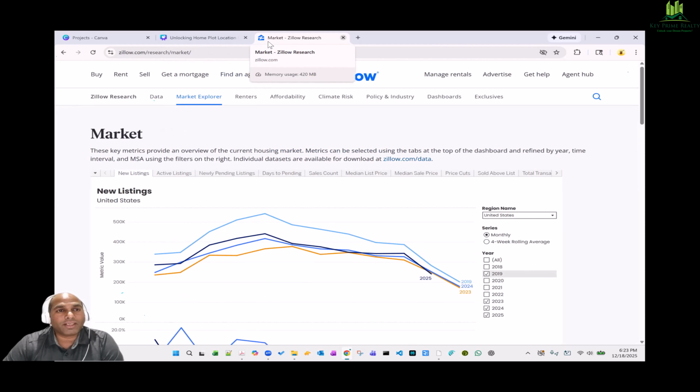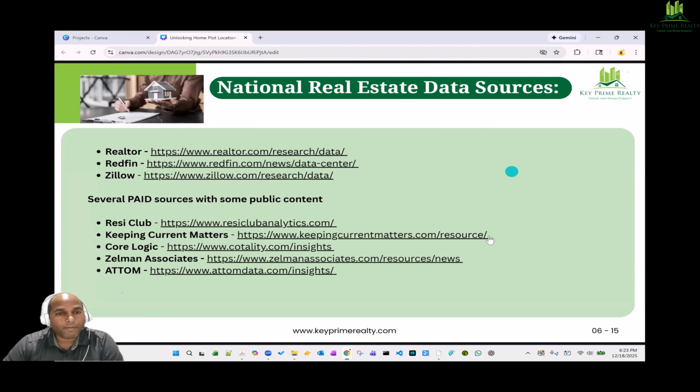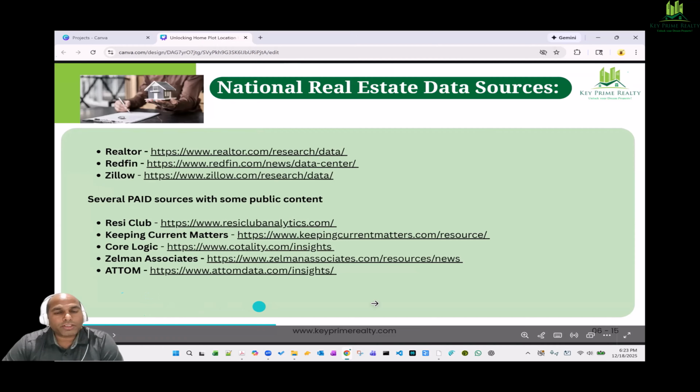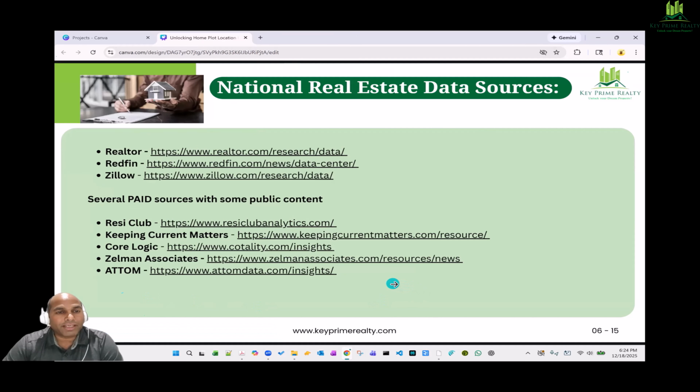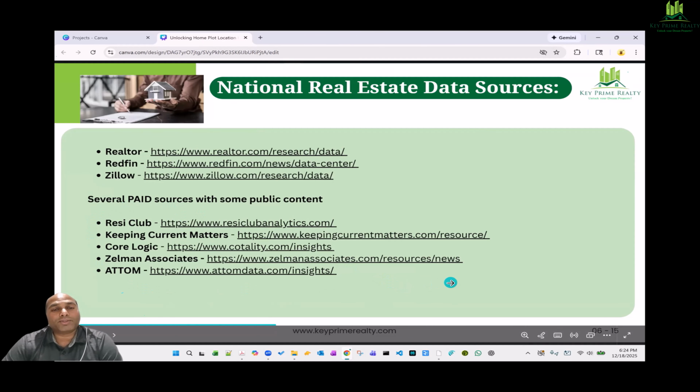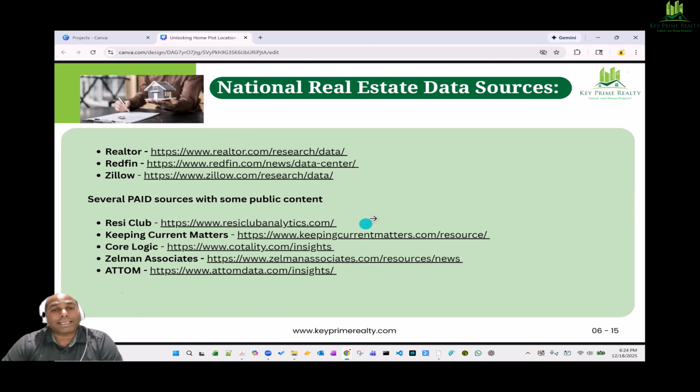Okay, so that's the national level, and there are several paid sources which real estate professionals, we have subscriptions to these. But all these paid sources will also have some insights that they give for free, so that people look at those insights and then buy the content.